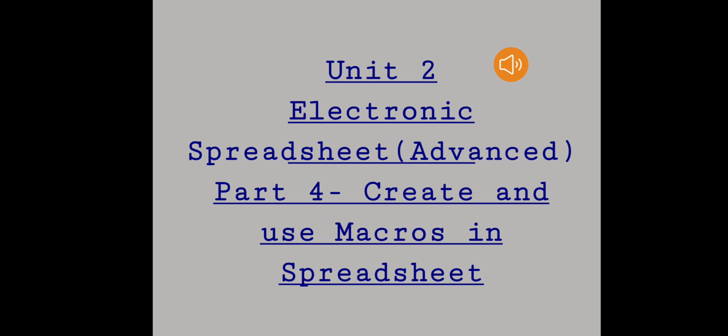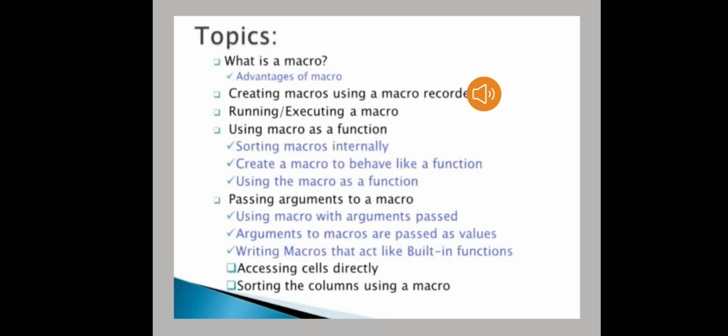So the topics which we'll be covering today are: what is a macro, advantages of macros, then creating macros using a macro recorder, then running and executing a macro, then using a macro as a function, storing macros internally, creating a macro to behave like a function, using the macro as a function, then passing arguments to a macro, then using a macro with the arguments passed, arguments to macros are passed as values, writing macros that act like a Boolean function, then accessing cells directly, sorting the columns using a macro. So let's start.